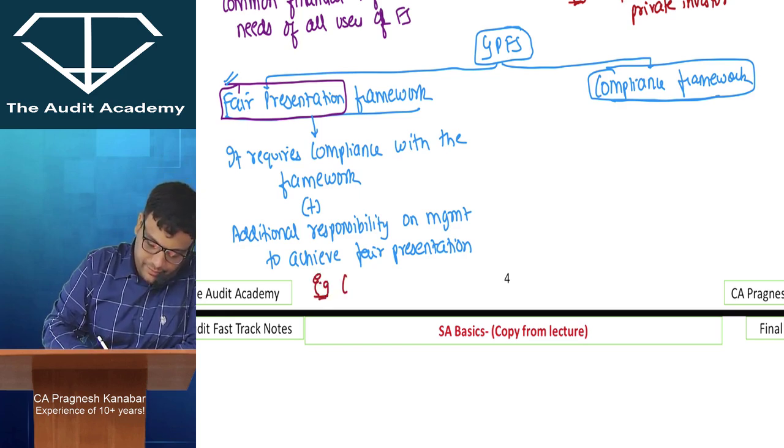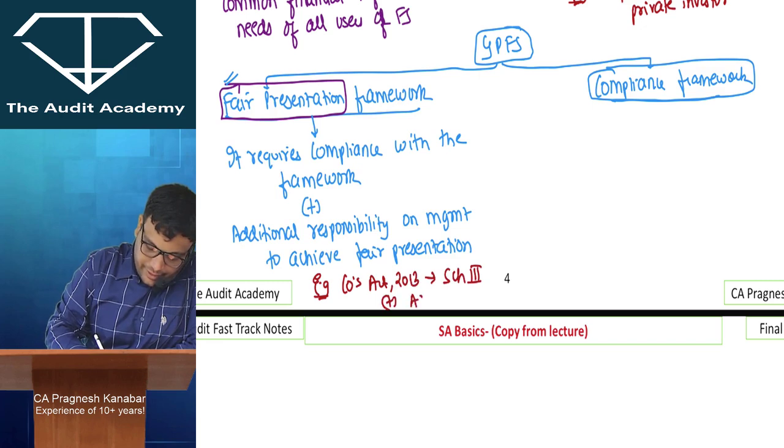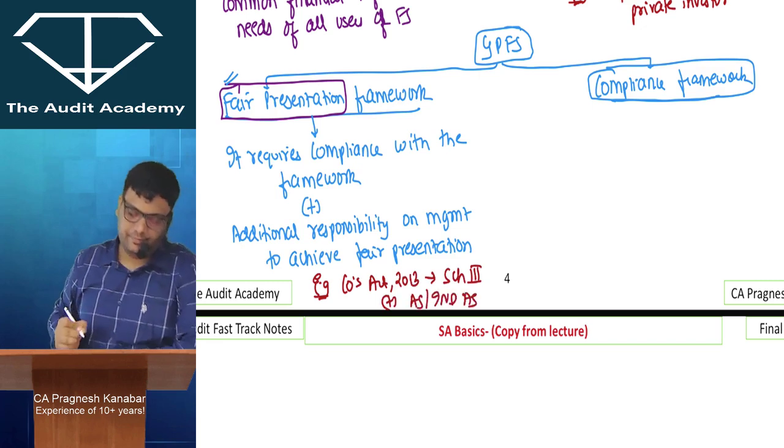Best example, you have the Companies Act 2013, Schedule 3 plus either AS or Ind AS. That final CA to Ind AS.